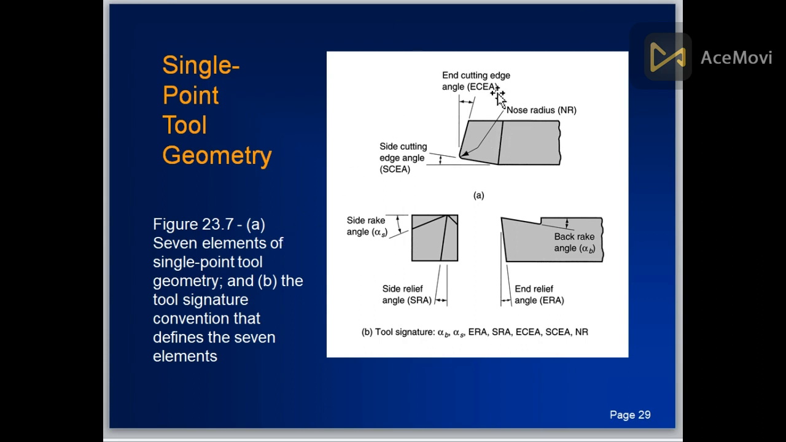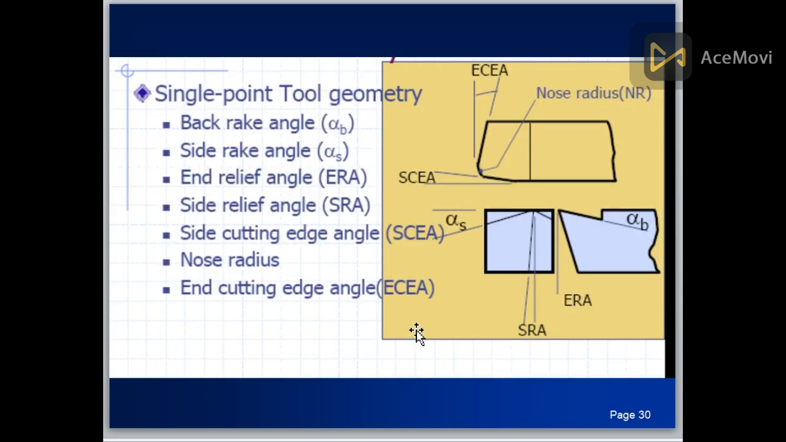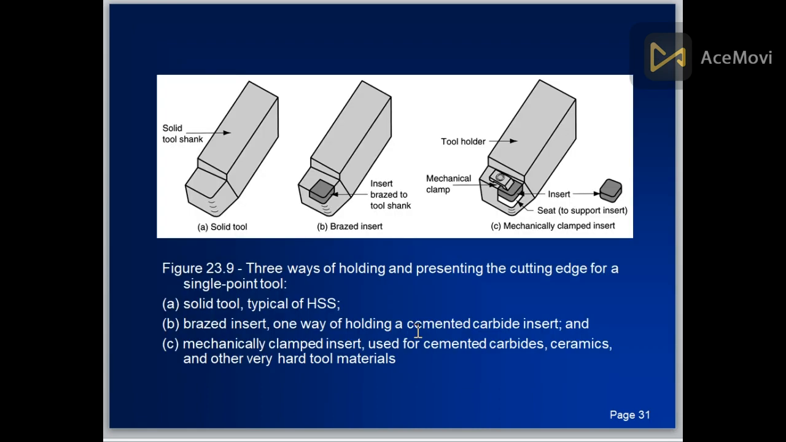This is the end cutting edge angle and this is the side cutting edge angle. This is the nose radius that must be given to reduce the resistance and to reduce failure. This is the side rake angle. This is the back rake angle. These are the angles that must be taken into account during the production of a cutting tool. And this is the single point tool. These are the same terminologies I have told you before.